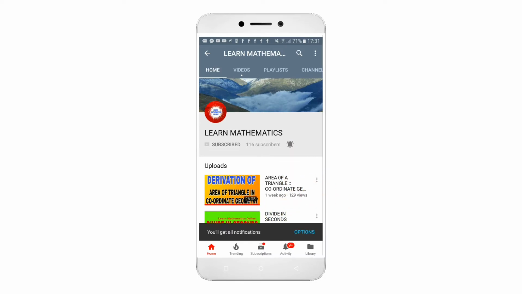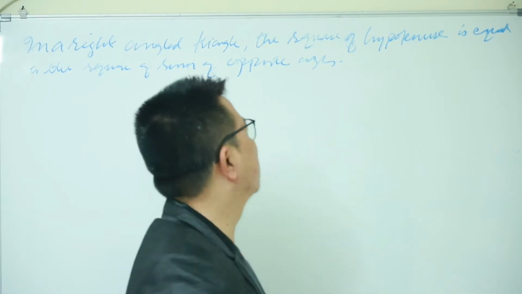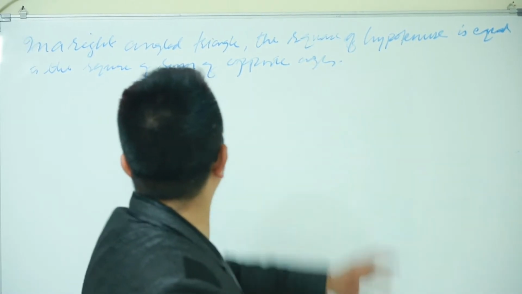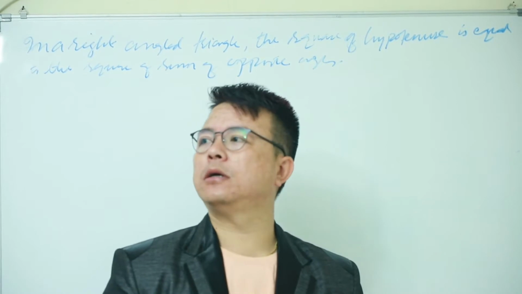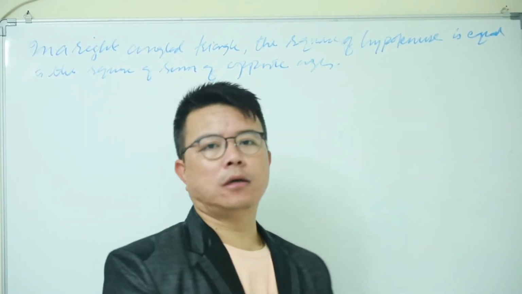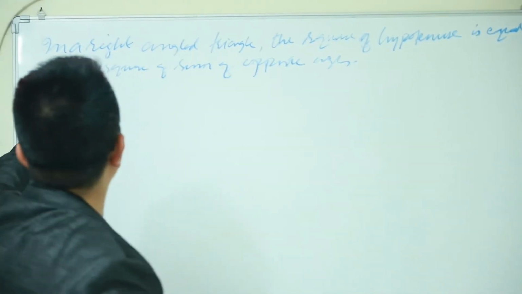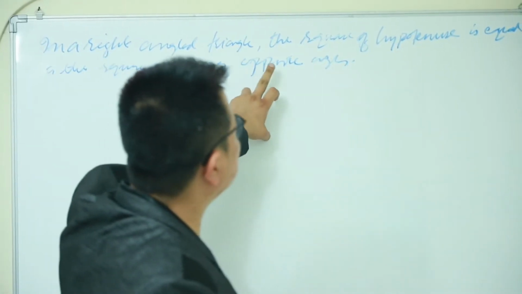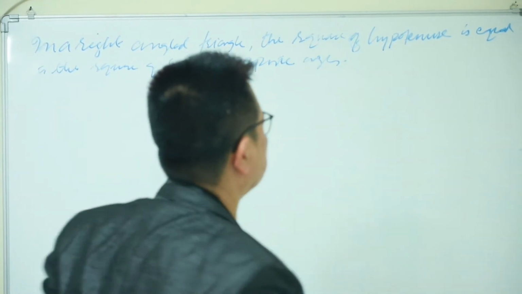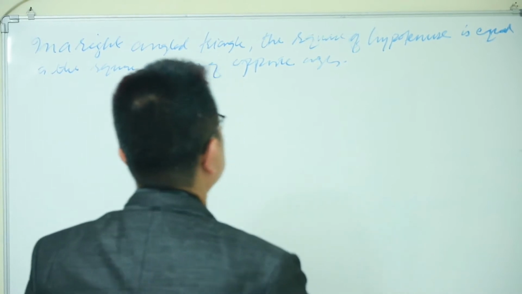Friends, today we are going to do a very important theorem in mathematics. The theorem is the Pythagoras Theorem, which is very important, and its application is found in all branches of mathematics. Therefore, the theorem today is: in a right angled triangle, the square of the hypotenuse is equal to the sum of the squares of the other two sides.